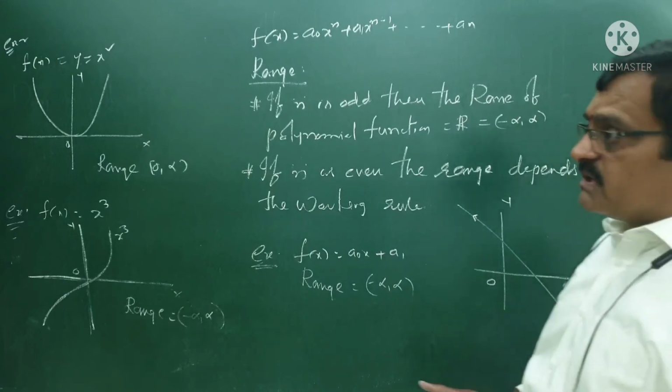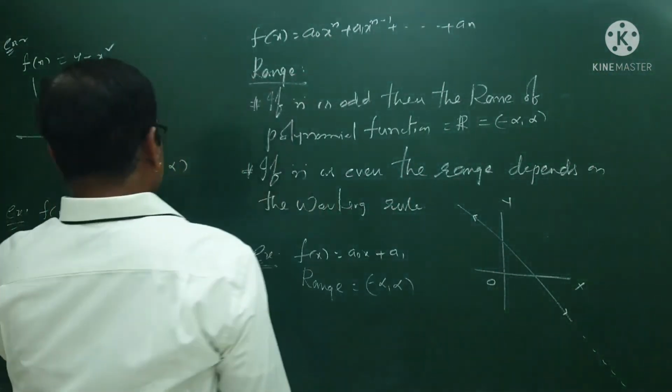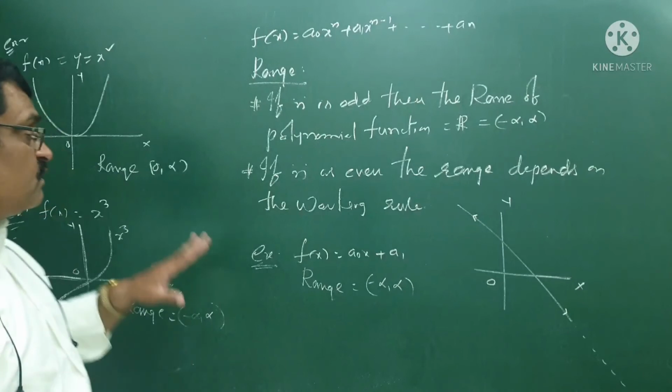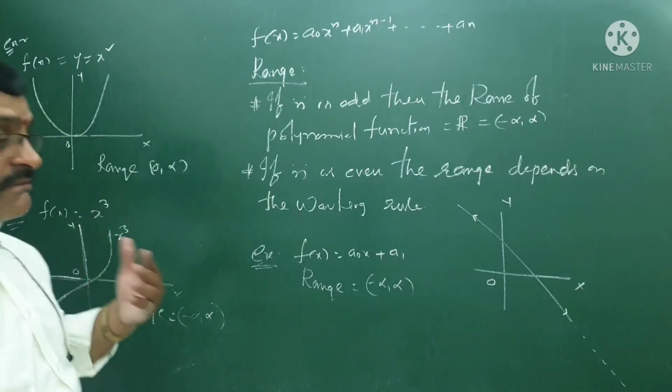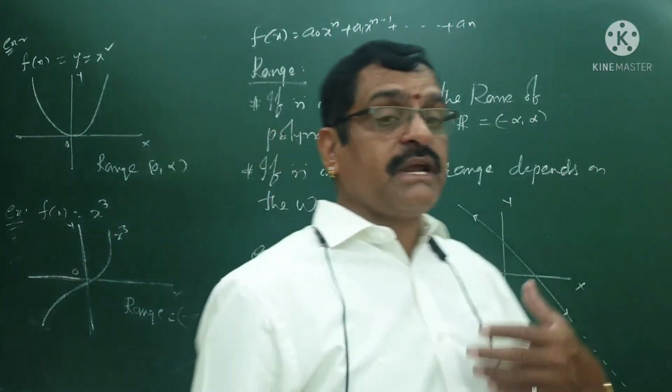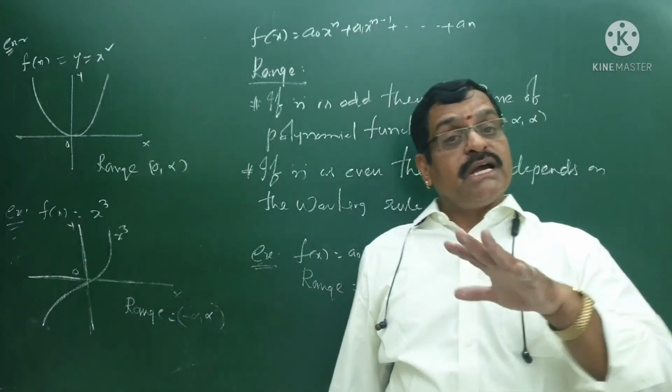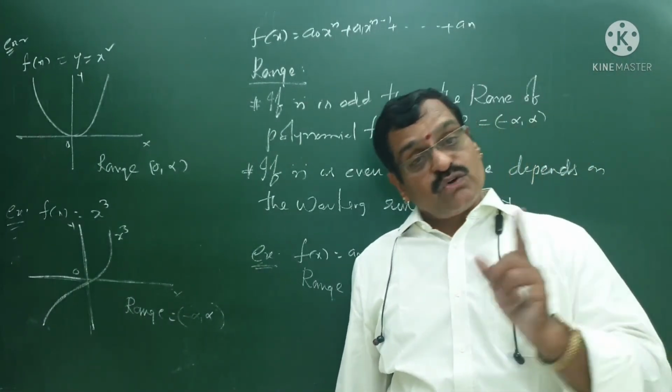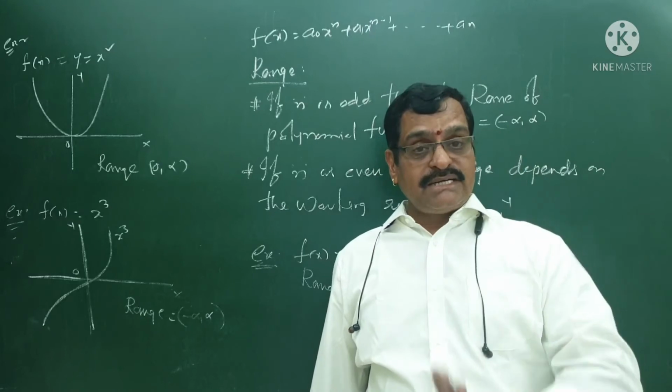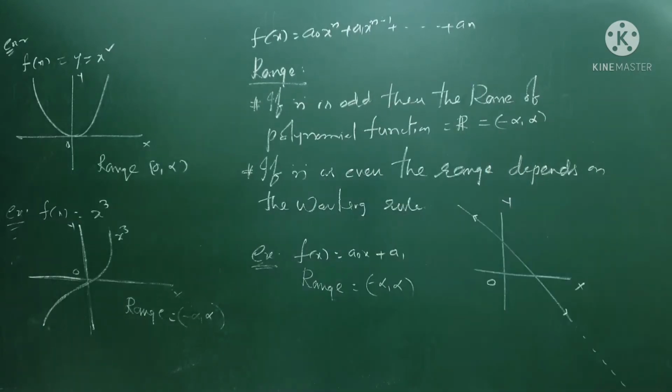If n is an even number, then based on the working rule, the range will change. I explained only for second degree. Even for fourth degree, sixth degree or eighth degree, we have very advanced-level methods to find the range of the function. At this stage, no need to worry.